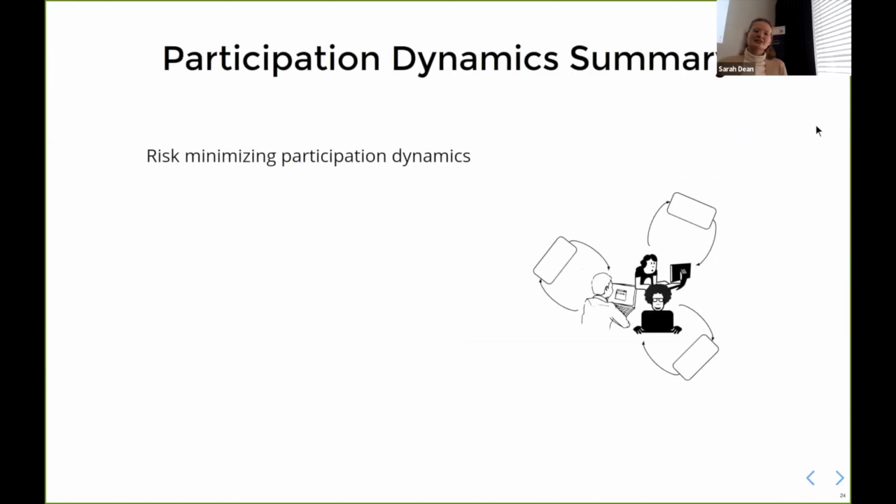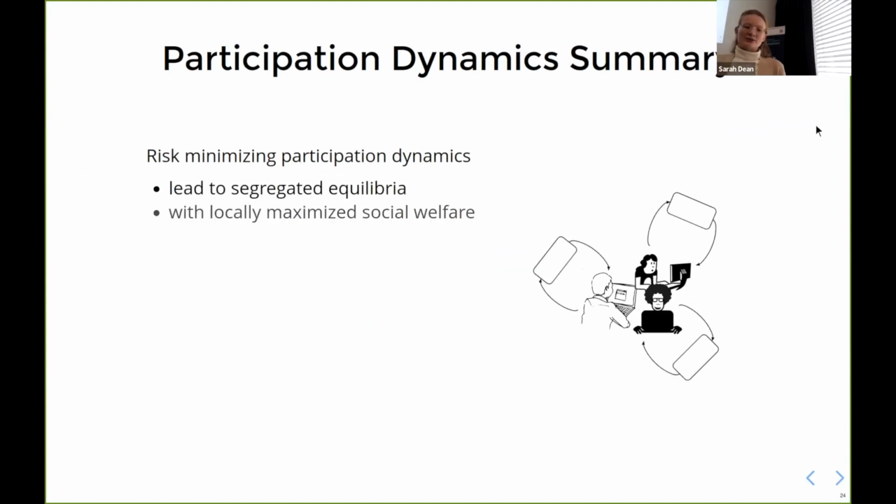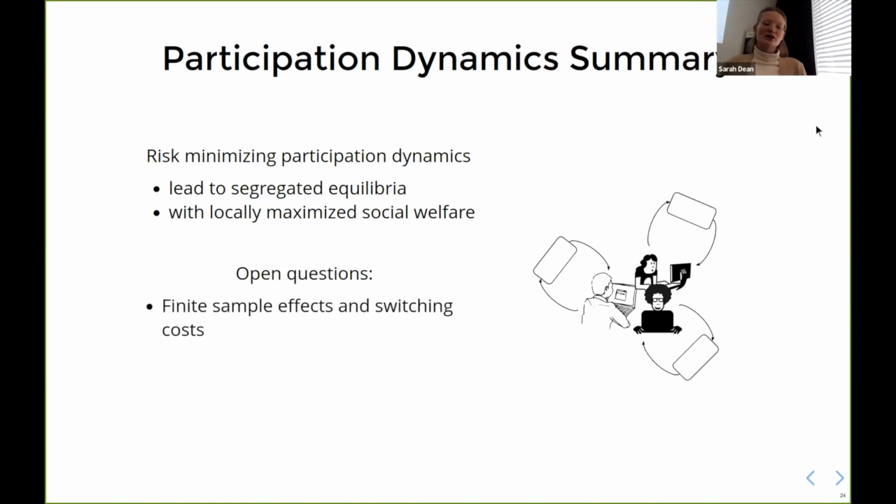To summarize, these risk minimizing participation dynamics lead to segregated equilibria, which locally maximize social welfare. Now, whether this is desirable or not probably depends on the setting. Maybe you actually don't want services to have kind of monolithic user bases, and you think it's actually important for people to use services that are shared by people who are not like them. So this doesn't mean that we should let everything run as it goes, but this is what we should expect to happen. Some open questions involve things like finite sample effects.